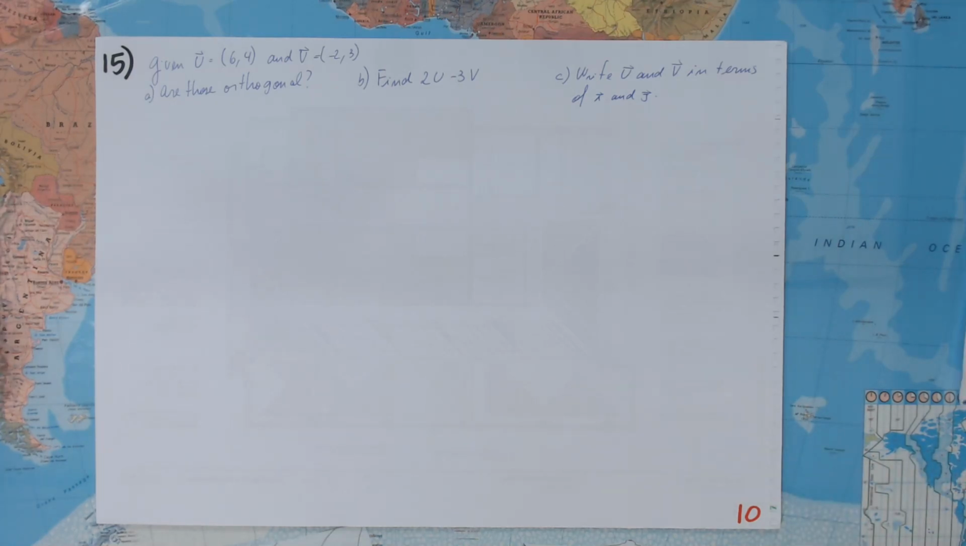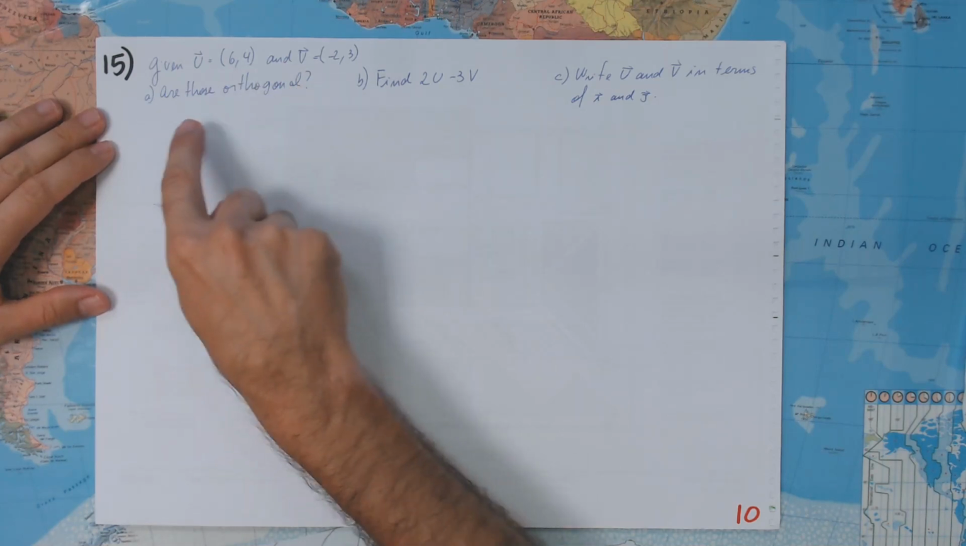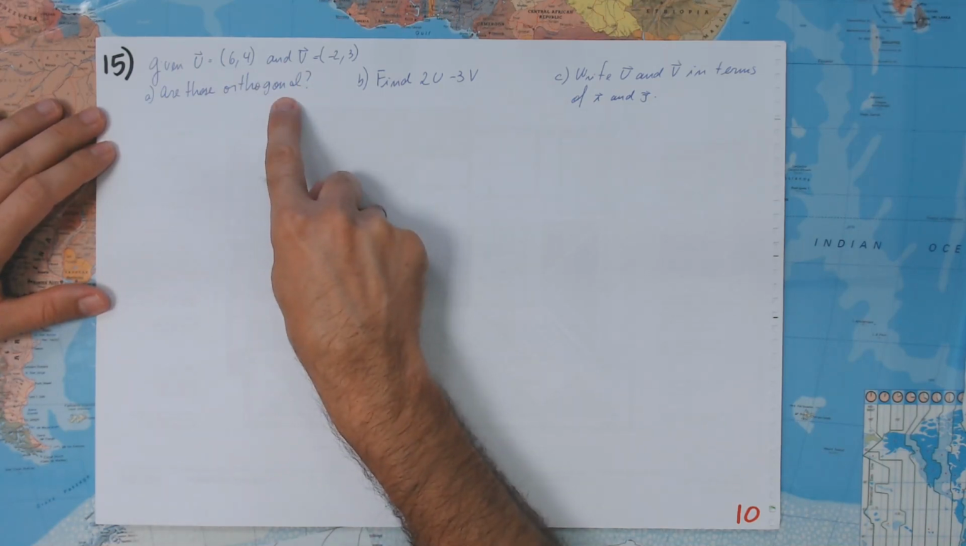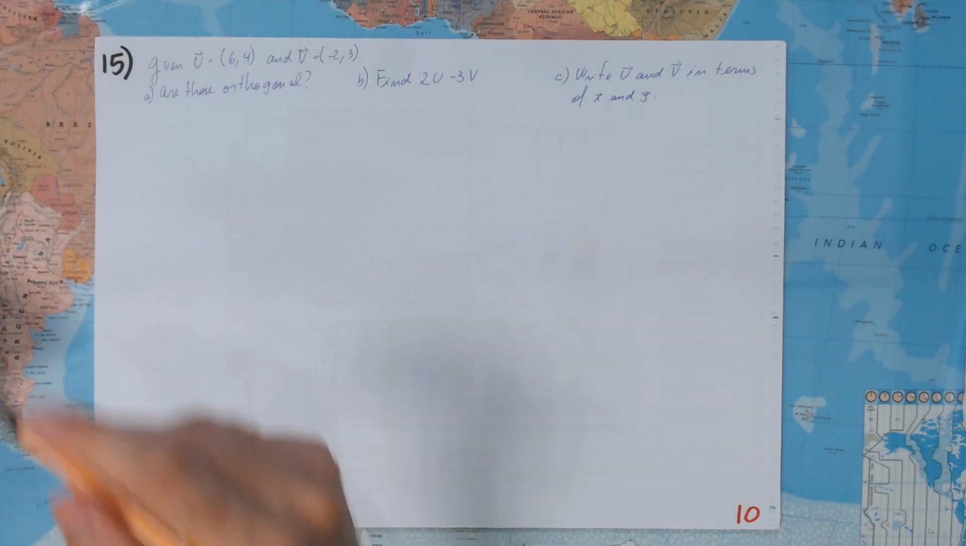Okay, now let's see this exercise number 15. Given this vector and this vector, are they orthogonal? Let's first find out this one. So A.